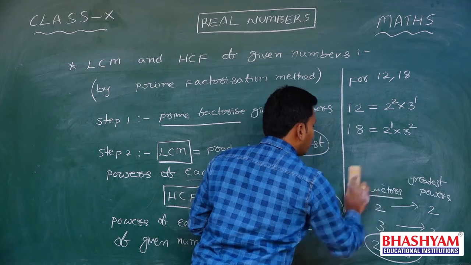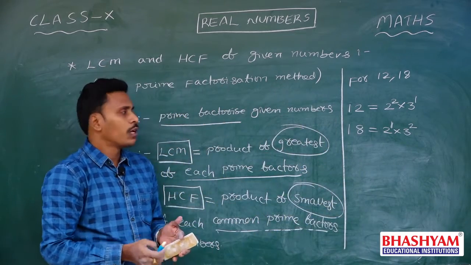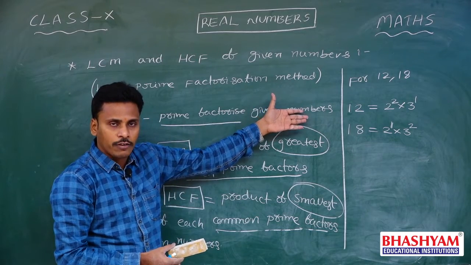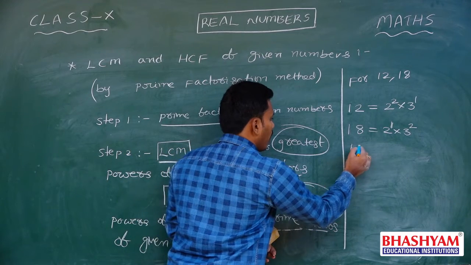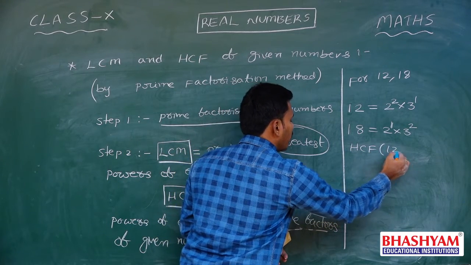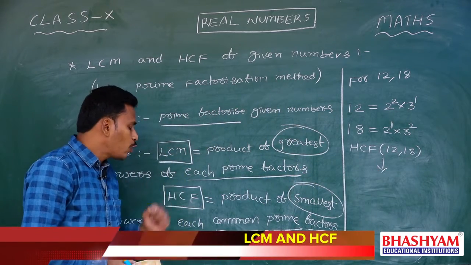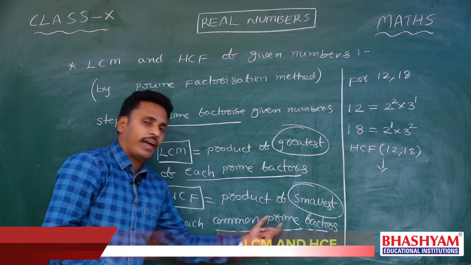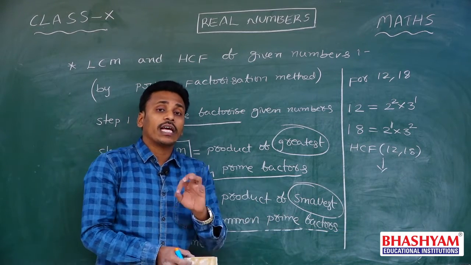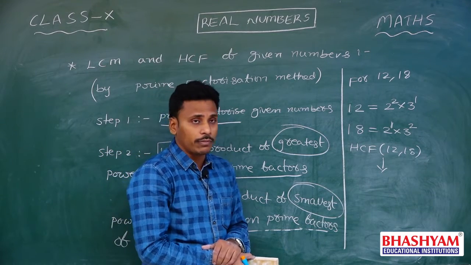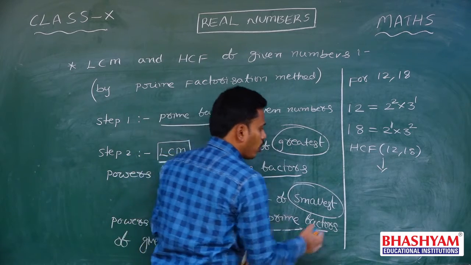Now, to find HCF, again we need to do the prime factorization first. So already I have the prime factorization for 12 and for 18. Now what is my task? My task is finding HCF for 12 and 18. To find HCF, we need to concentrate on the common prime factors. I am repeating, common prime factors. You need to identify the common prime factors for the given numbers. Here 2 and 3 both are common prime factors in this particular example.